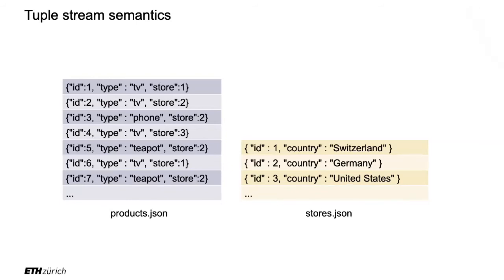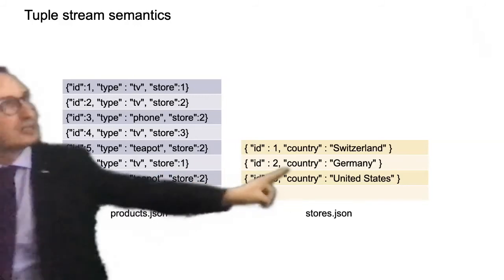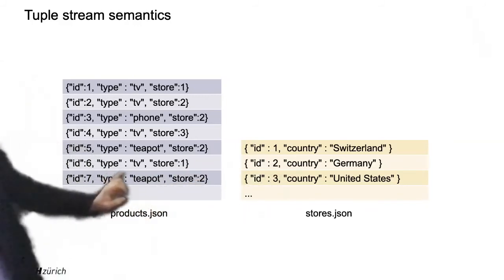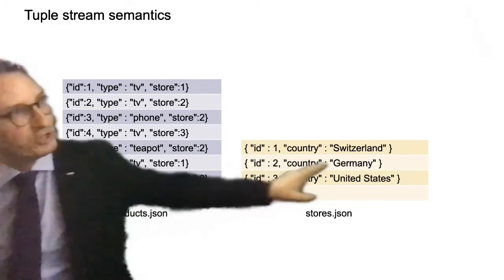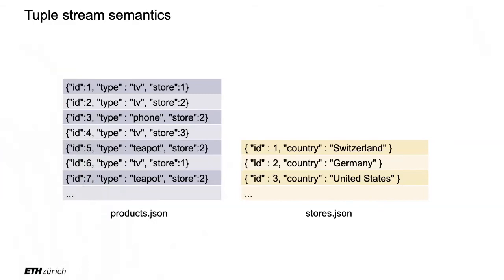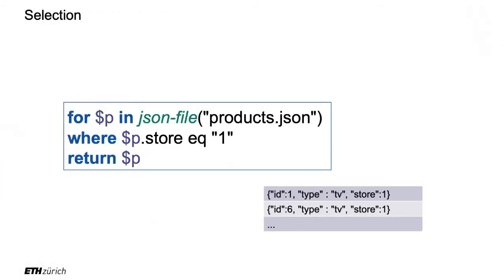Imagine that I have 2 data sets, one with products.json, the other one with stores.json, and I have this foreign key that the store here is pointing to the ID here. So for example, I have a teapot with the ID 7 that is sold in 2 in Germany. Okay, so this is basically a join, right? And actually that works too, in JSONiq. So for example, if I take now for every product where the store is 1, I just filter on the store being 1 and I get this, right? This is nothing new here.